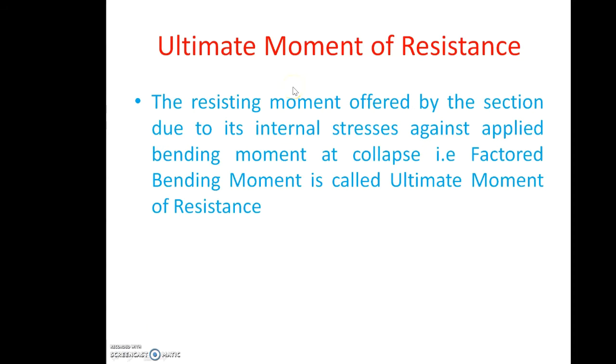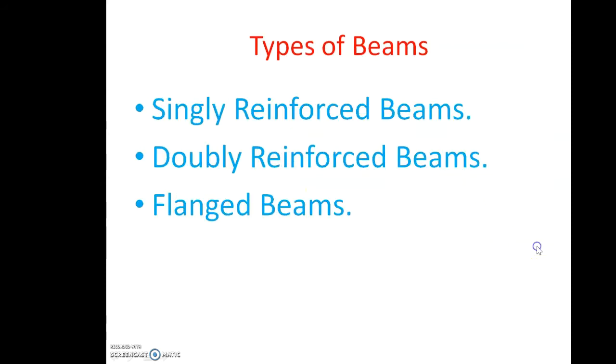Ultimate moment of resistance. This is the maximum resisting moment offered by the section due to its internal stresses against the applied bending moment at collapse, that is the factored bending moment. In this case, we have two moments, that is bending moment and factored bending moment. Factored bending moment means the moment multiplied by the factor of safety. We multiply the bending moment by 1.5 to get the factored bending moment.